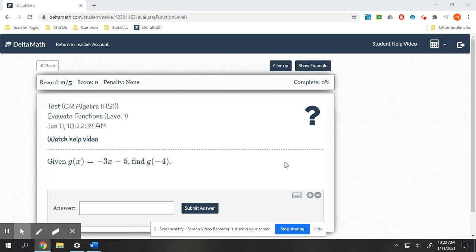Hello, this video is an introduction to evaluating functions. I want to go over one of the level 1 problems, one of the level 2 problems, and then also how to compare function values. So here is our first question.